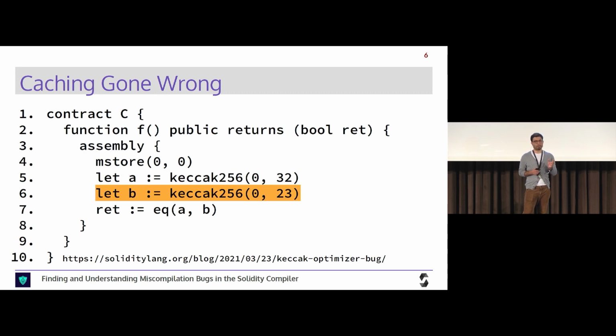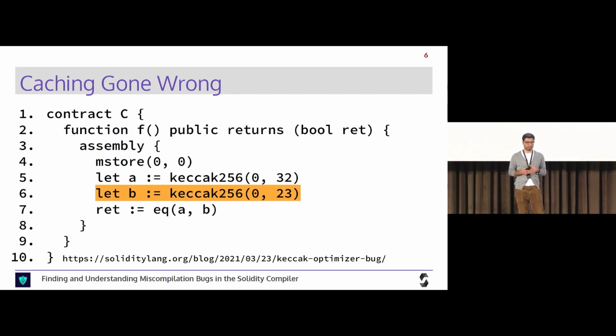So here you have a slightly altered code snippet compared to the previous slide. The second Keccak computation is over a subset of the memory region of the first computation. The first computation is over the first 32 bytes, and the second one over the first 23 bytes. And since all the bytes are 0, because we did an mstore of 0 right in the beginning, you would guess that A and B are not equal, because hashing 23 zeros is different than hashing 32 zeros. But the compiler actually said they're equal.